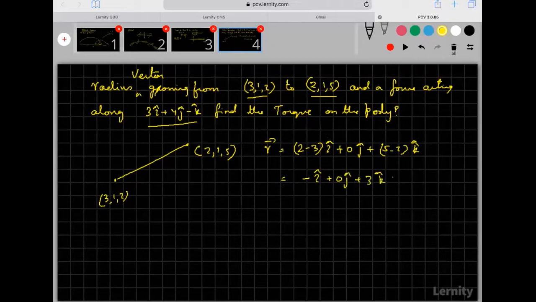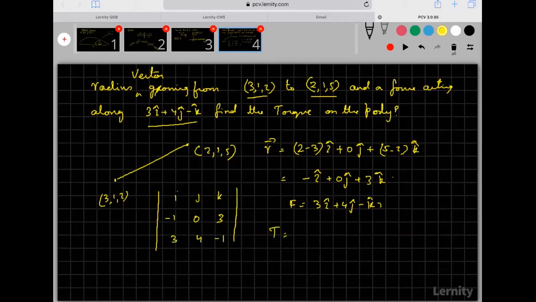Now I have given you the force vector. Force vector F is equal to 3 i cap plus 4 j cap minus k cap. So you all know the determinant method: i, j, k, then you put minus 1, 0, 3, and then 3, 4, minus 1, and then you simply expand this. So you will get a torque.